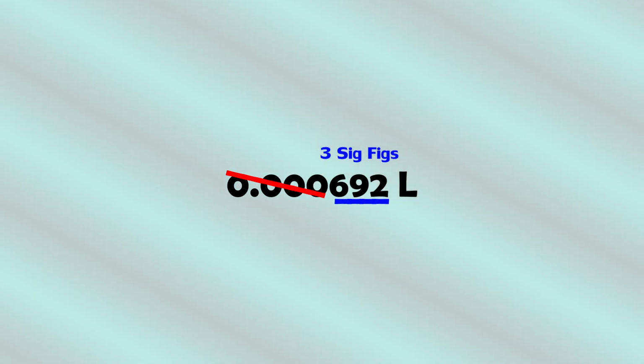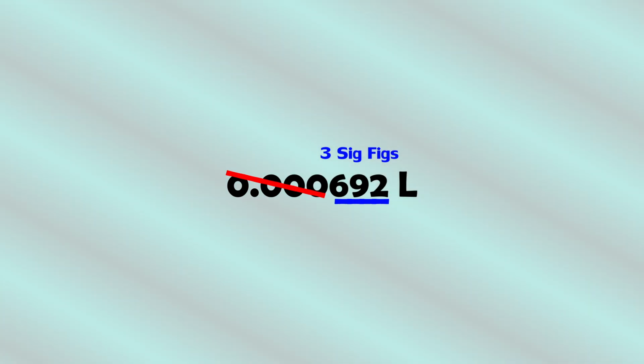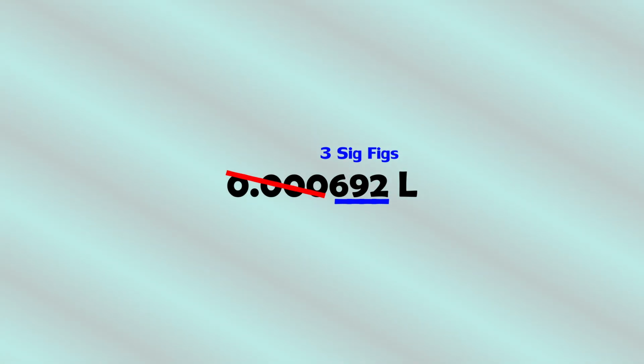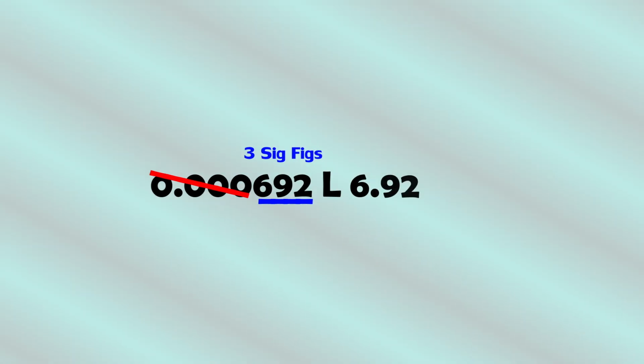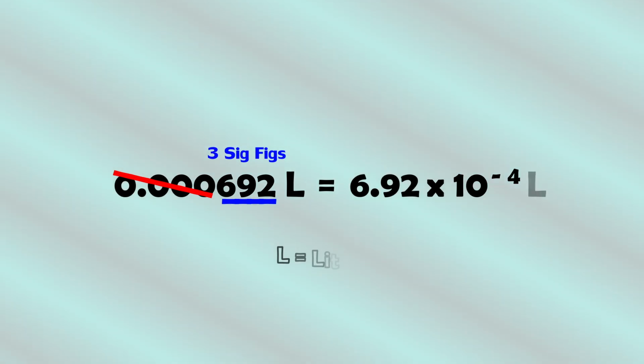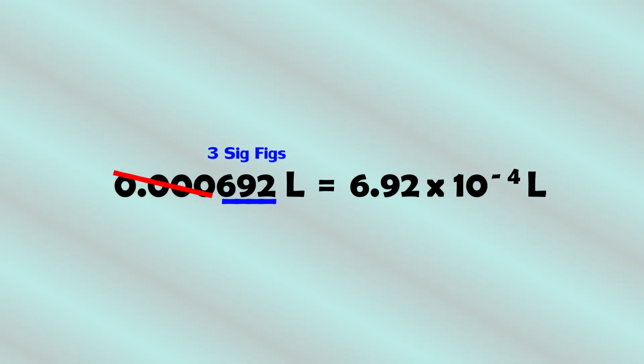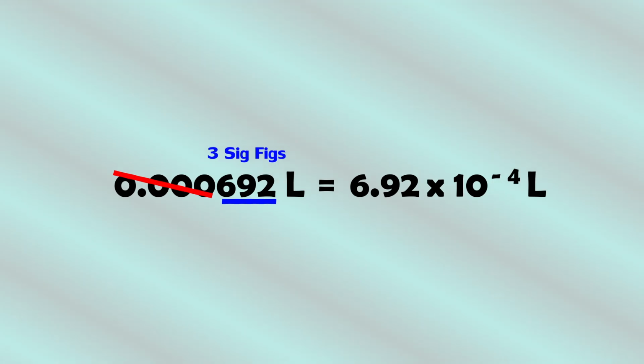So if we look at this example, 0.000692, the beginning zeros are not significant, and we only have 3 sig figs, okay? The 692 will be significant. So I say that there are 3 sig figs, and we can put it into scientific notation as 6.92 times 10 to the minus 4. And then don't forget your units, liters. If you don't put your units in chemistry, I don't know what you're talking about. And if you are in my class, I will mark you 0. You won't be my hero.